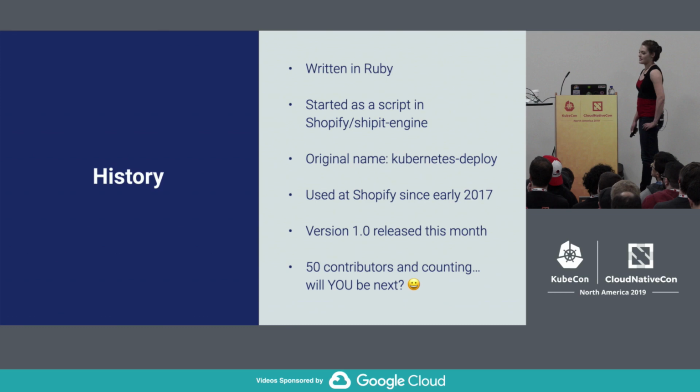This month, we were super excited to announce version 1.0, and we have our new name with version 1.0, that's Krane. This was all thanks to the efforts of our 50 contributors, not all of whom work for Shopify, by the way. And at Shopify, we've been using it in production since early 2017. We're hoping that someone here today might feel inspired to join us next and become one of our contributors.